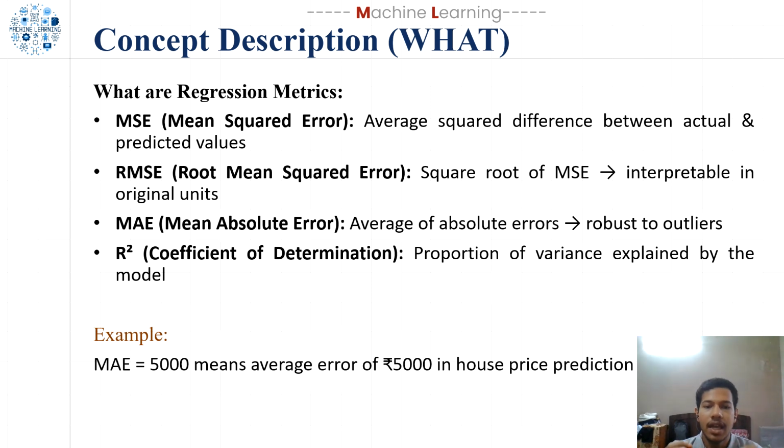And MAE, which is mean absolute error, takes the absolute value of errors and averages them, which makes it more robust to outliers. Finally, R squared tells us how much of the variance in the data is explained by the model. A value close to 1 means it is a better fit, and a value close to 0 means that it is not a better fit.